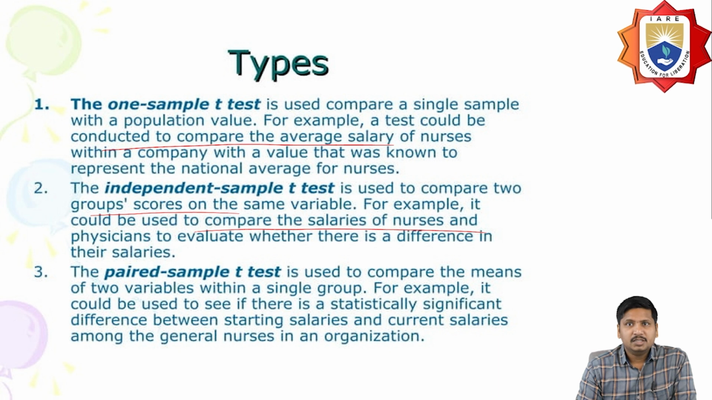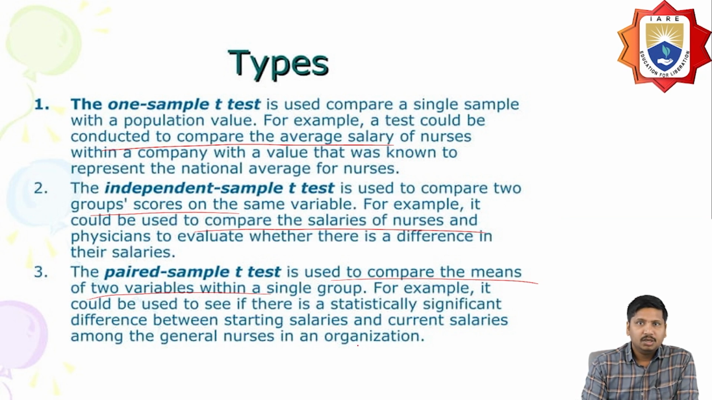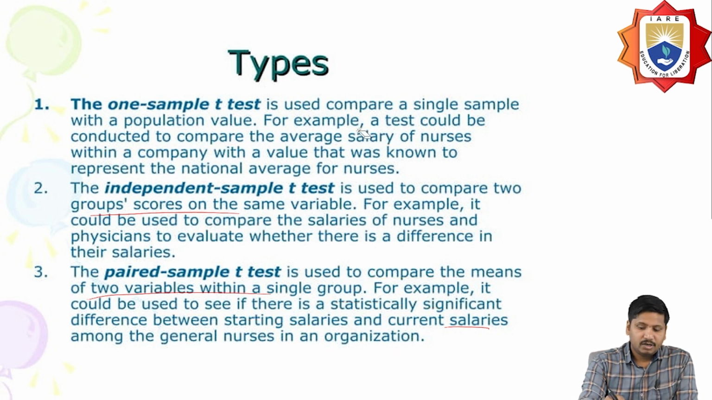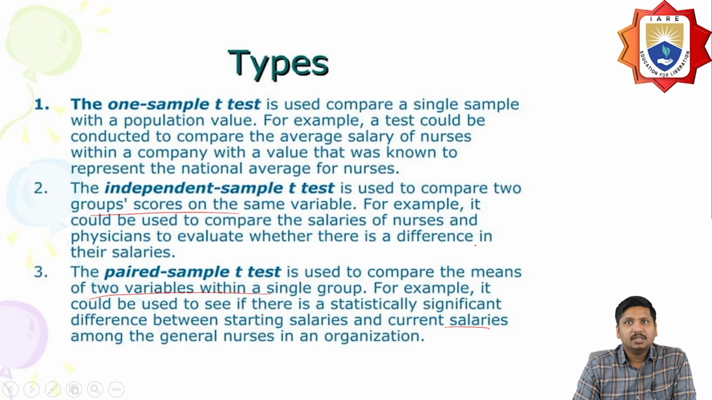And paired sample test is used to compare the means of two variables within a single group. For example, it could be used to see if there is a significant difference between the starting salaries and the current salaries among the general nurses in the organization. So these are the different types of t-tests. The one sample test is used to compare only a single sample within a population.